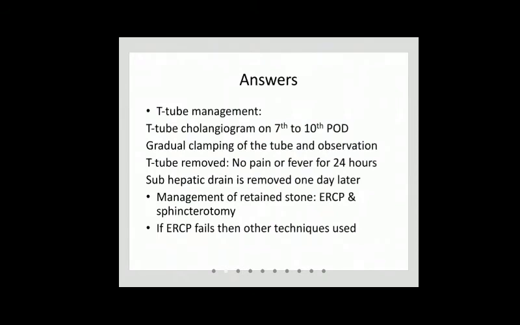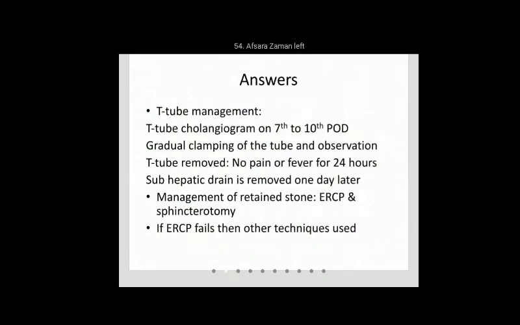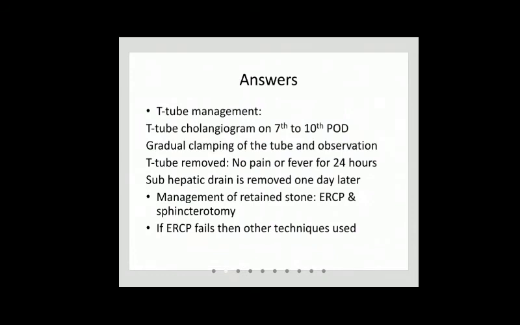So what is the clinical presentation of obstructive jaundice? How does the patient present to you? With deep jaundice, dark urine, pale stool, then steatorrhea, bleeding manifestations, then itching.